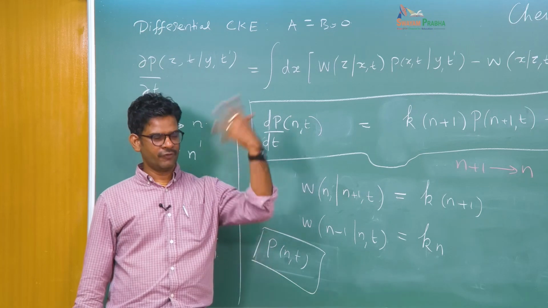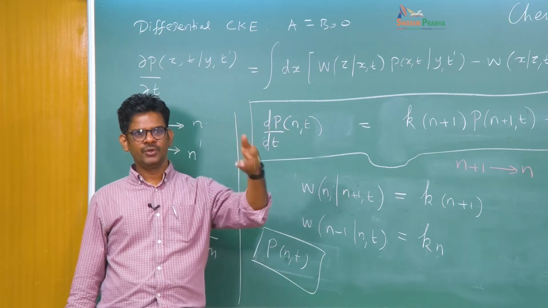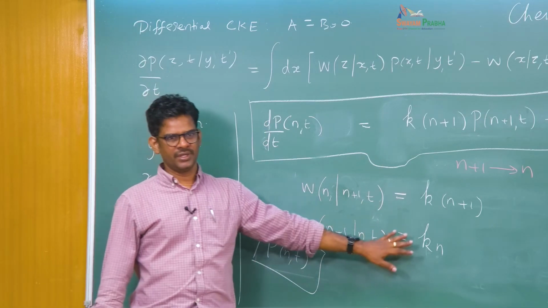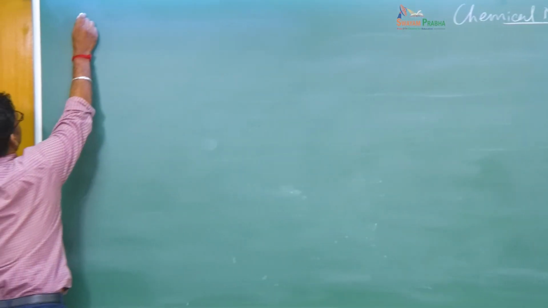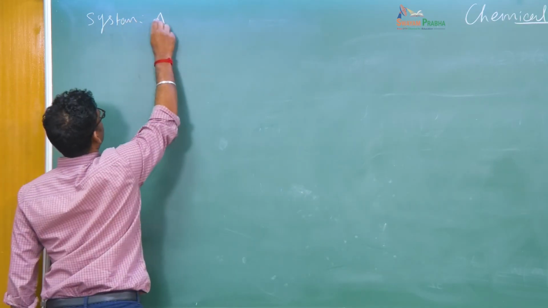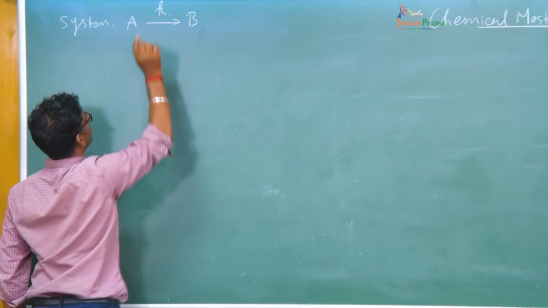You go to Fourier space and solve it in terms of wave vector, and then you do an inverse Fourier transform to come back to the time domain. Something similar we can do here. So what is the system we are modeling? We are modeling a chemical reaction A going to B with rate constant k.